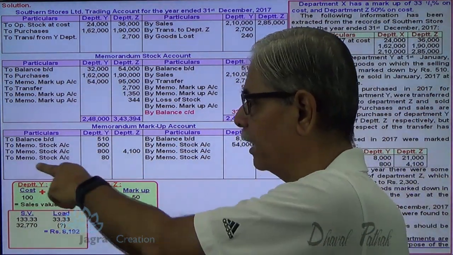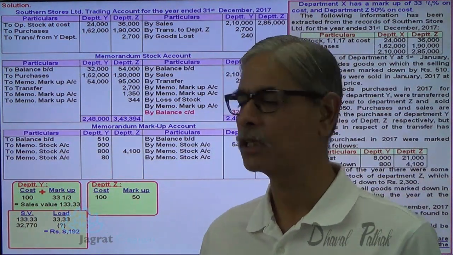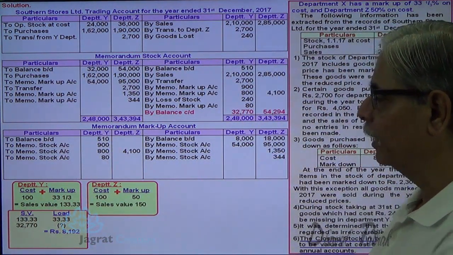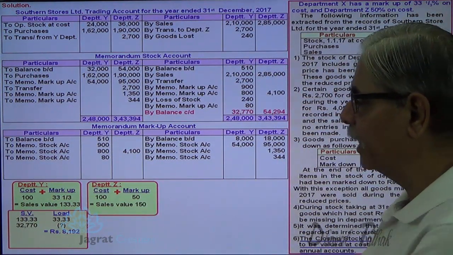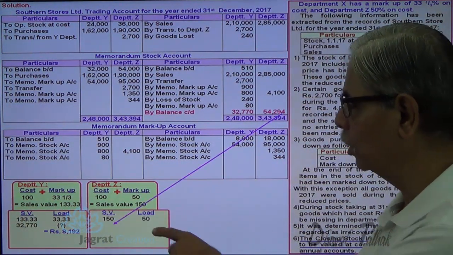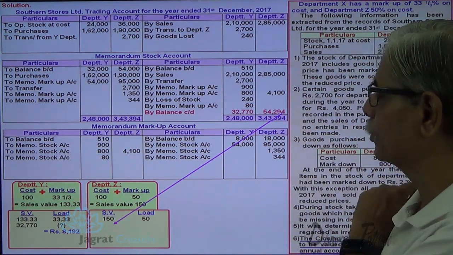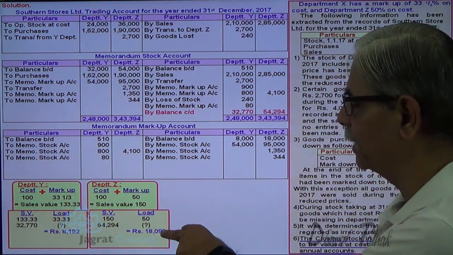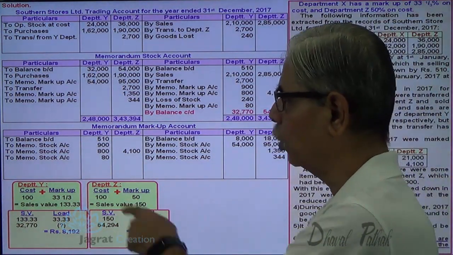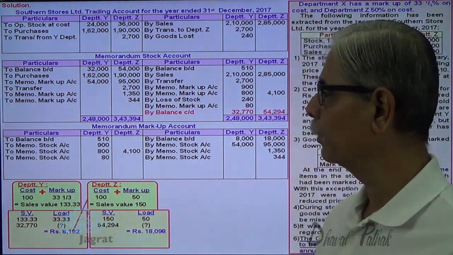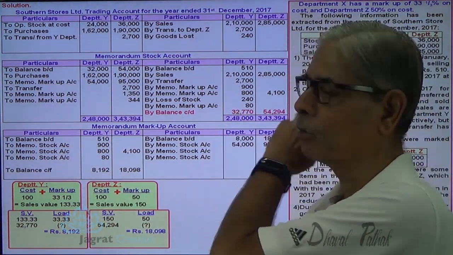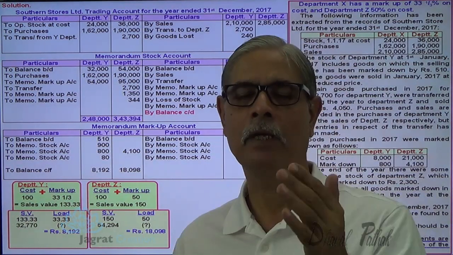And this profit element will be recorded as closing balance, just like stock reserve. Now 100 plus 50, markup value is 150 here. So 150 is to 50 profit load. How much for 54,294? So here the profit element in this stock is 18,098. This will be recorded as closing balance in this memorandum markup account. So this is stock reserve for this closing stock at markup value.